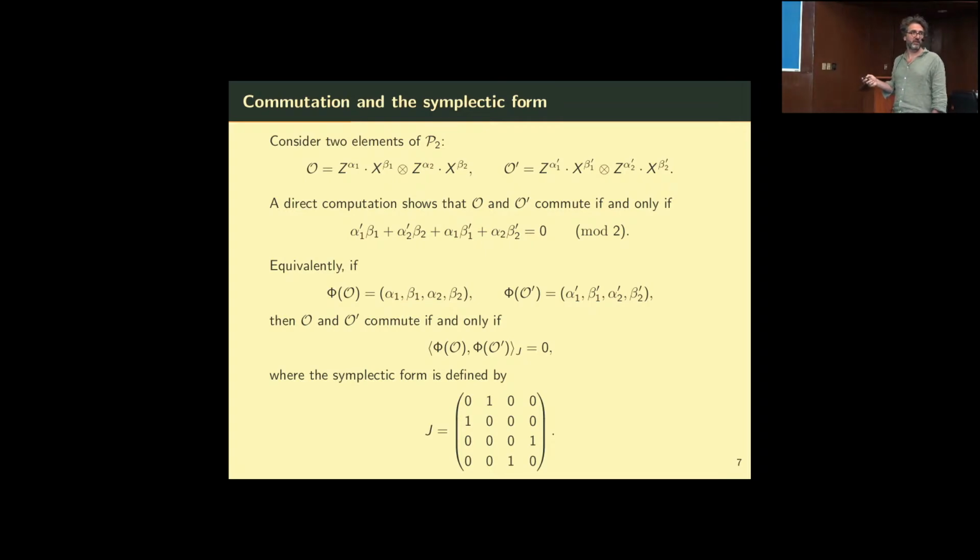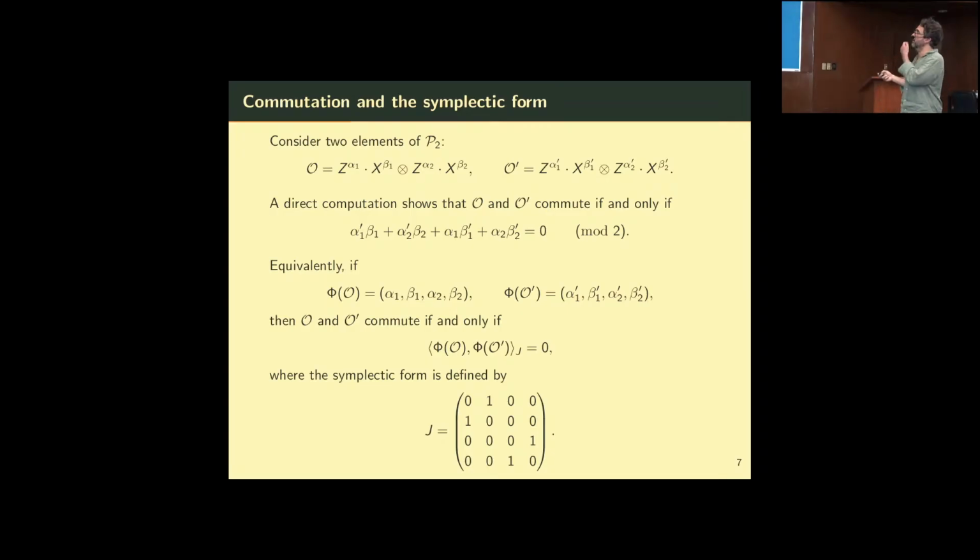Okay. So again, it's a direct calculation. I invite you to try this calculation. Just write O times O prime. You will have these matrices times this one, but you know that X and Z, if you ask X and Z to commute, you will have a phase which depends on the product of beta 1 and alpha 1 prime, which will come from here.